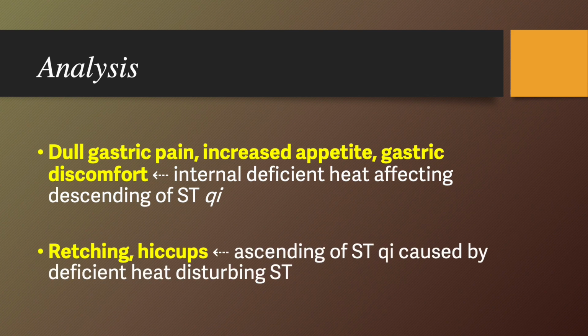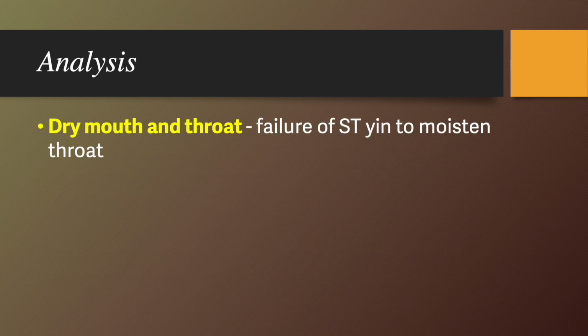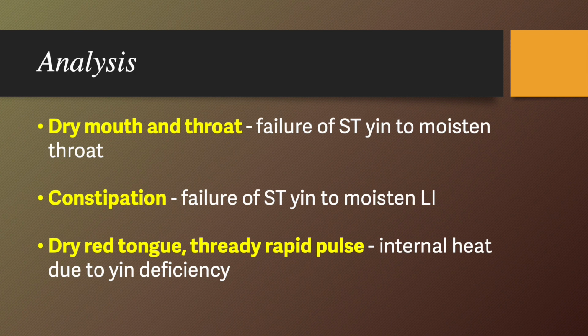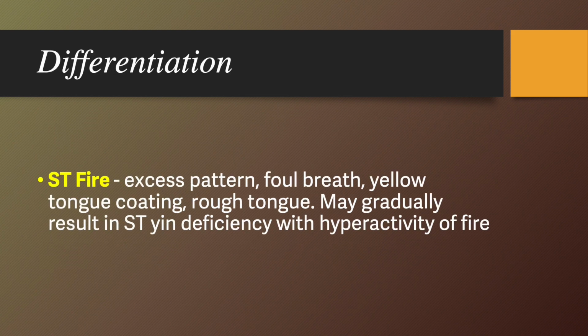Deficient heat may disturb the stomach, resulting in ascending of stomach qi and subsequent retching and hiccups. Failure of stomach yin to moisten the throat causes a dry mouth and throat. Failure of stomach yin to moisten the large intestine causes constipation. A dry red tongue and a thready rapid pulse are typical signs of internal heat due to yin deficiency.